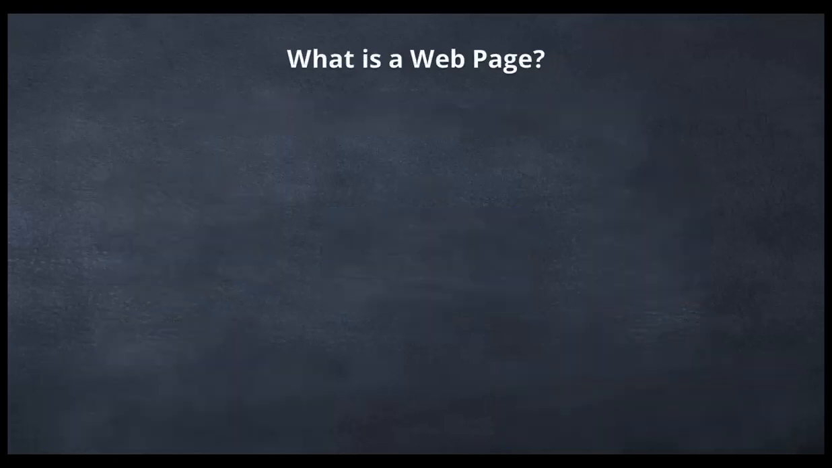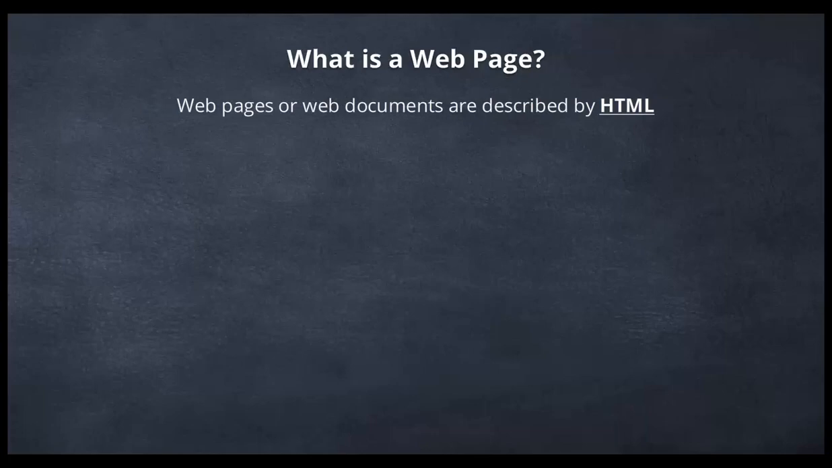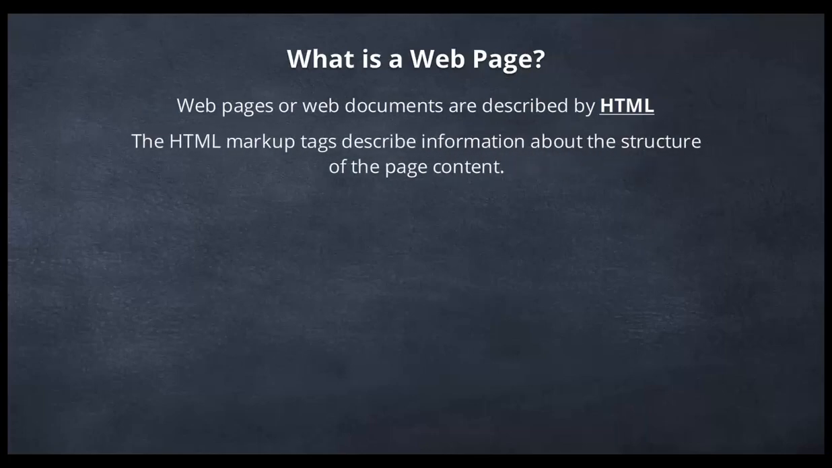What is a web page? Web pages or web documents are described by HTML. The HTML markup tags describe information about the structure of the page content. Each HTML tag describes different document content.